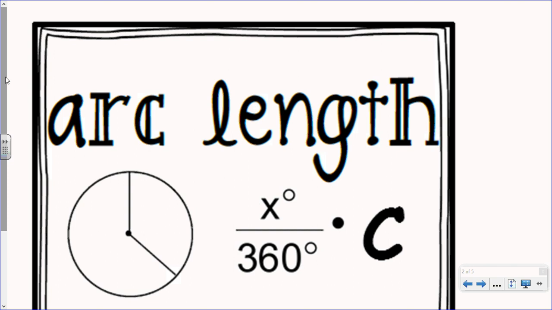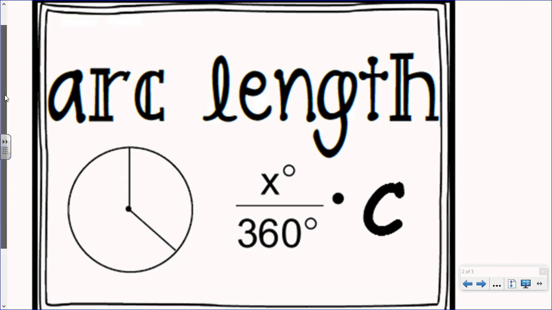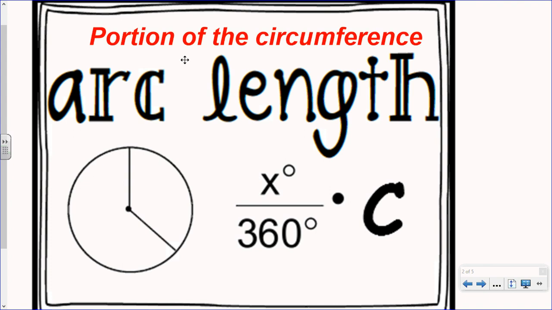All right, so we're about to talk about arc length and sector area. So we kind of just want to make sure everybody knows what we're talking about. Arc length is a portion of the circumference. Remember, circumference is the distance around the edge of the circle. And so what we're talking about is just a piece of the distance around the circle.